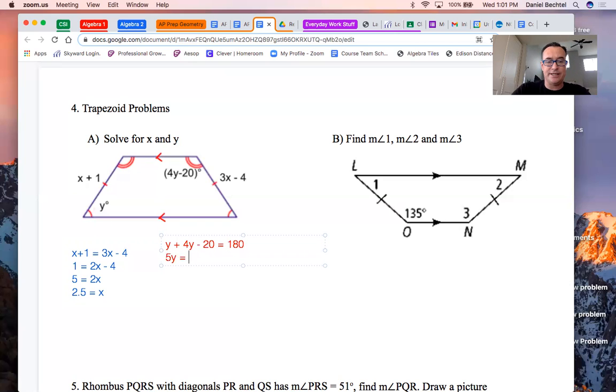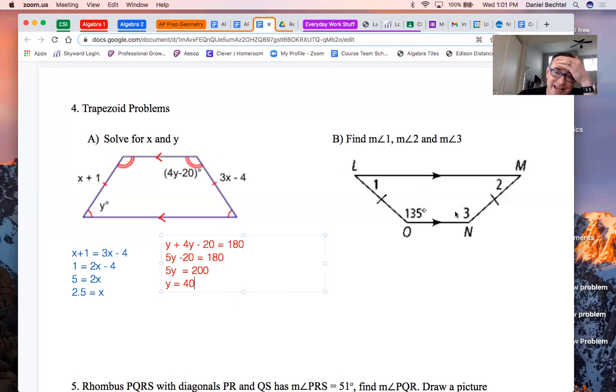We get 5y minus 20 is equal to 180. Then I'm going to add that 20 to both sides and get that 5y is equal to 200. And if I divide both sides by 5, I'm going to get that y is equal to 40. Cool. We're in good shape with something like that. And that lets us get to where we need to.